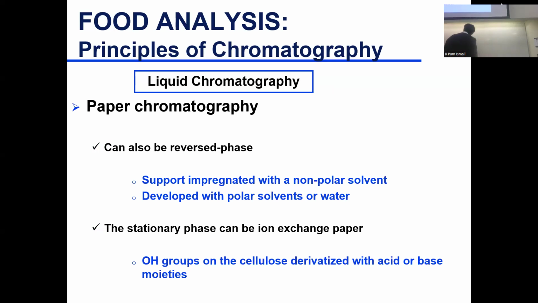Okay. So usually we have, let's say this is a column, and if your stationary phase is polar and your mobile phase is non-polar, this is called normal phase. Why did they call it normal phase? Because that was the initial partition chromatography that was used.